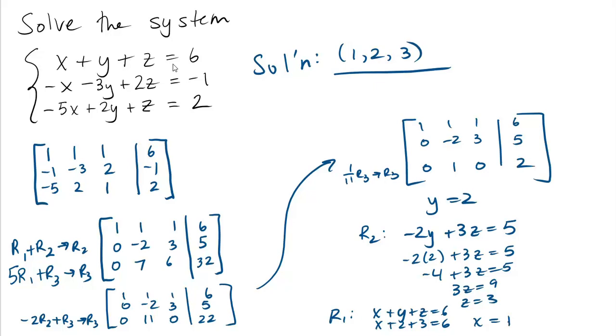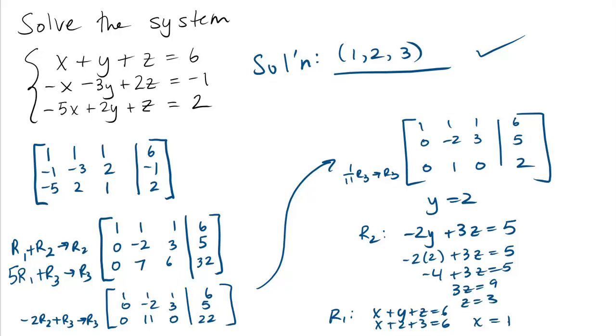Does it really work in the second equation? Negative 1 minus 6 plus 6 is equal to negative 1. Yeah, that works. Does it work in the last equation? Negative 5 plus 4 plus 3 would be negative 5 plus 4 is negative 1. Negative 1 plus 3 really is 2. Yeah, it works. This matrix representation is just a shorthand way to keep track of the coefficients and the numbers on the other side of the equation. It's very similar to what we did with synthetic division, actually.